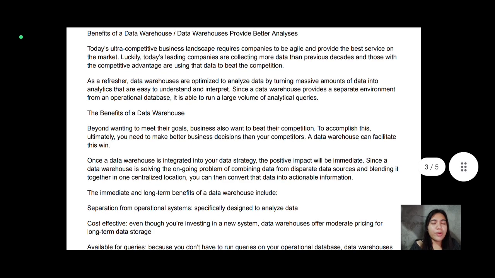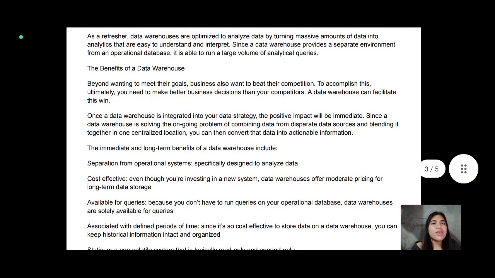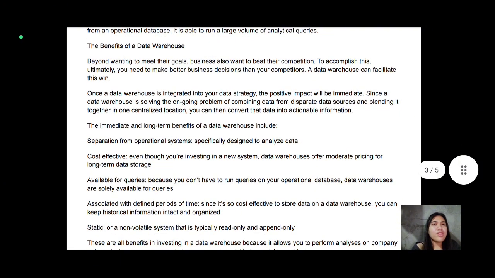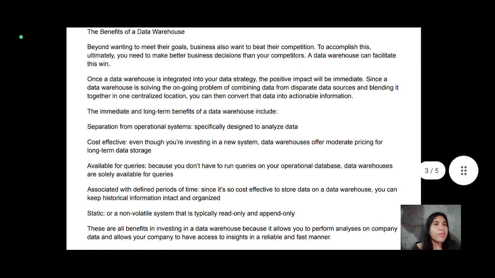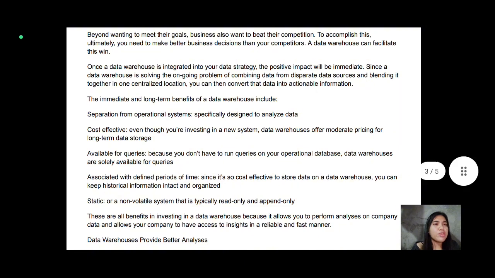The benefits of a data warehouse. Beyond wanting to meet their goals, businesses also want to beat their competition. To accomplish this, ultimately, you need to make better business decisions than your competitors. A data warehouse can facilitate this win. Once a data warehouse is integrated into your data strategy, the positive impact will be immediate since a data warehouse is solving the ongoing problem of combining data from disparate data sources and blending it together in one centralized location. You can convert that into actionable information.